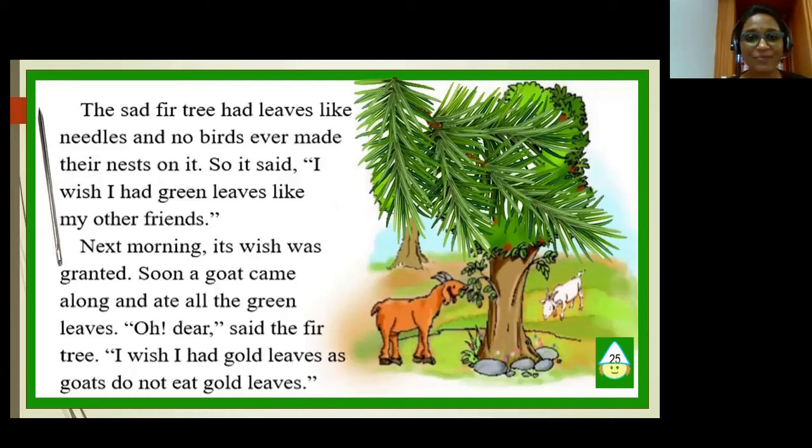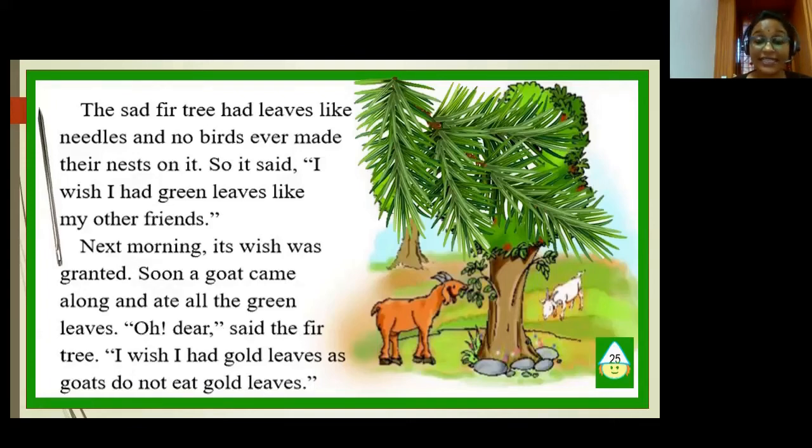Let's now read the next paragraph, children. Next morning, its wish was granted. Soon a goat came along and ate all the green leaves. Oh dear, said the fir tree, I wish I had gold leaves, as goats do not eat gold leaves.